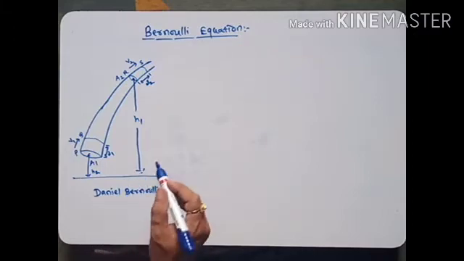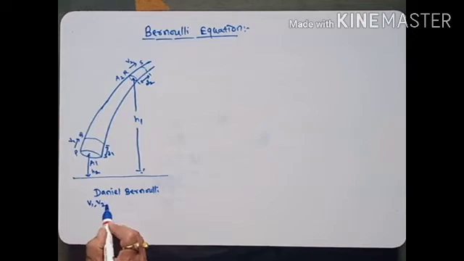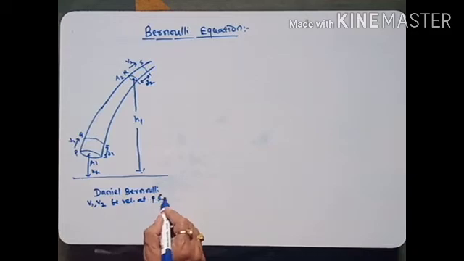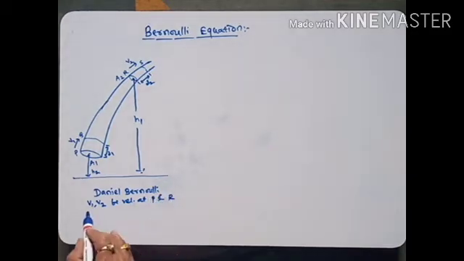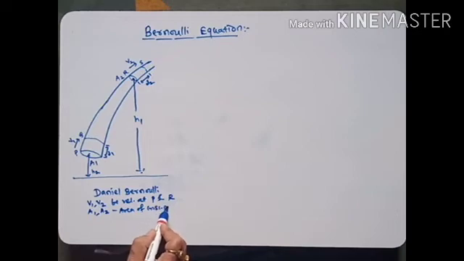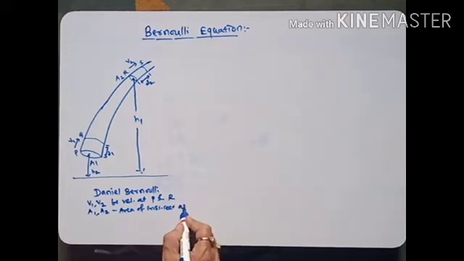Suppose we consider V1, V2 to be the velocities at P and R. V1, V2 are the velocities. A1, A2 are the areas of cross section at P and R.